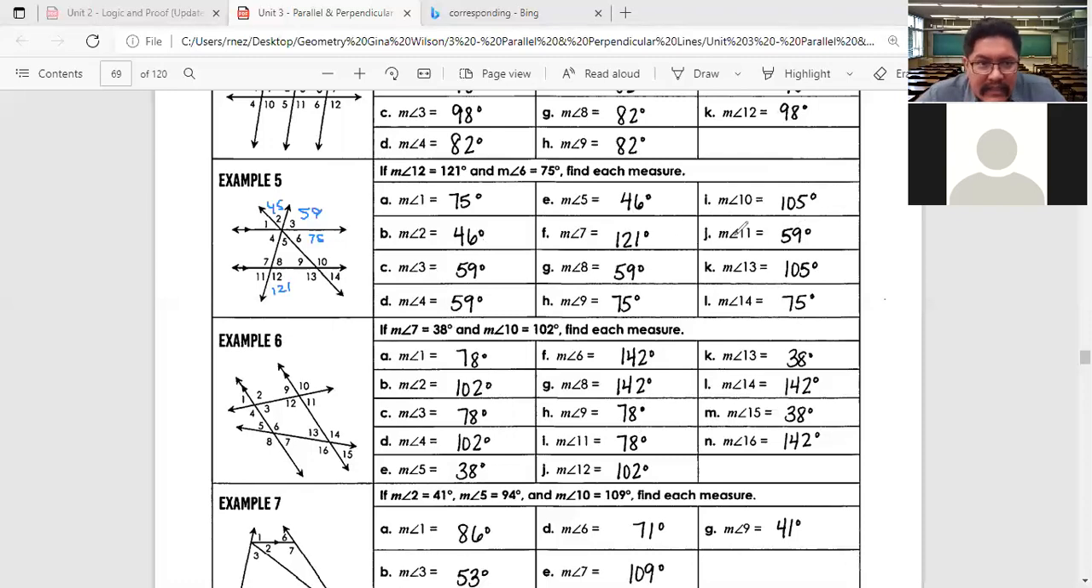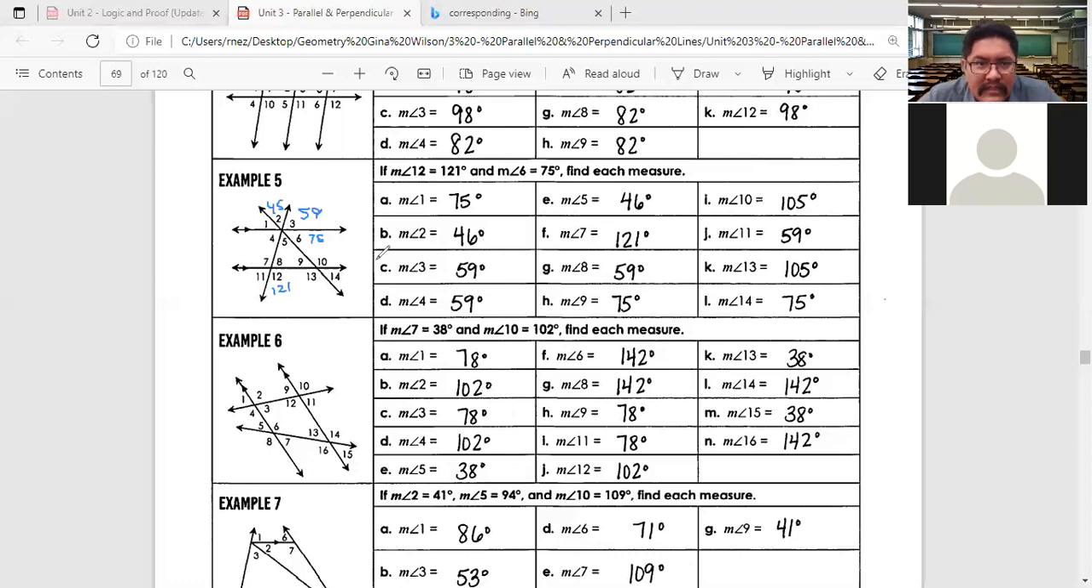And then let's see, angle 11. A lot of this is just going along. If we know what 8 is, what was 8 again? Angle 8 was 59 degrees. So 11 and 8 are vertical, so they must match. Angle 13, again, those are vertical angles. So 10 and 13 are vertical, so it's going to be the same as angle 10, since angle 10 is 105. 13 is also going to be 105.